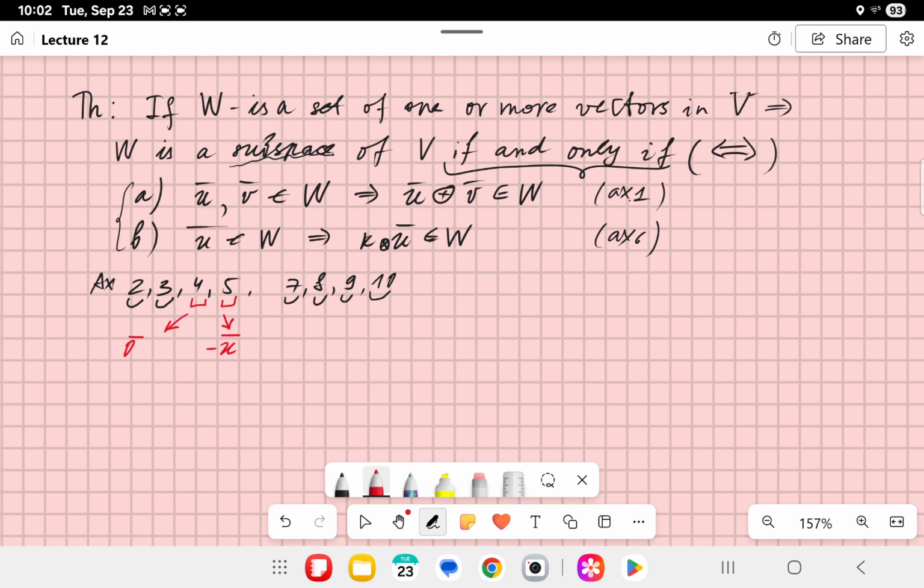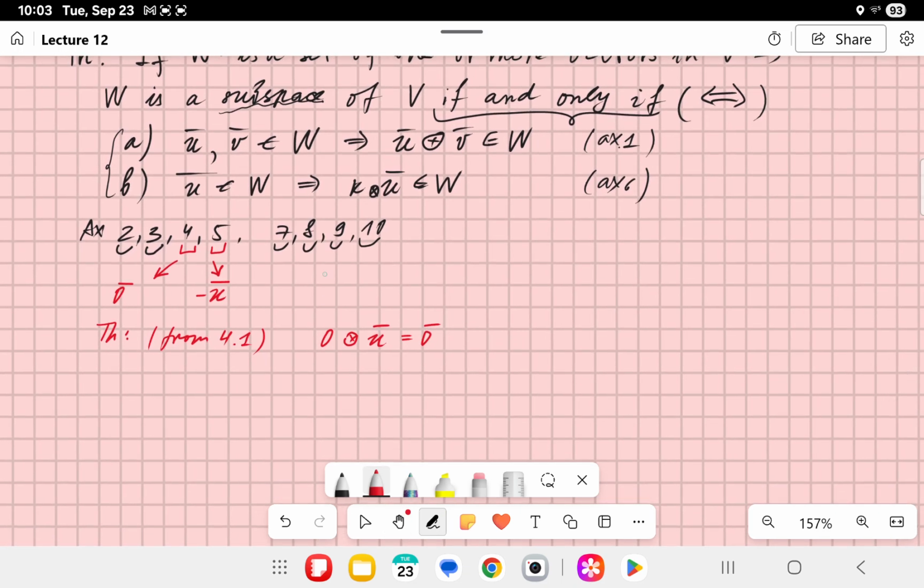Remember, in the last section we had a theorem, and I'm going to just shortly write it down. The theorem from 4.1 was telling us that any vector multiplied scalarly by 0 is going to be the 0 vector. And there were 4 different subparts, but let's stick to this one. That's one of the parts of the theorem.